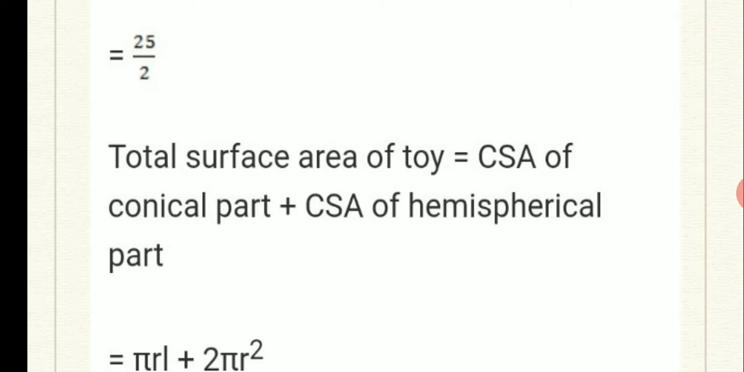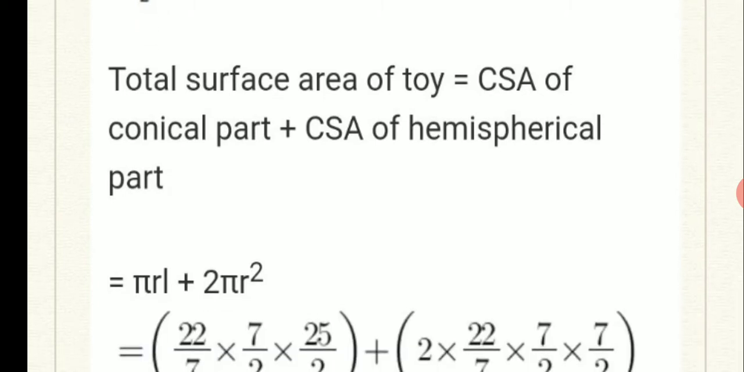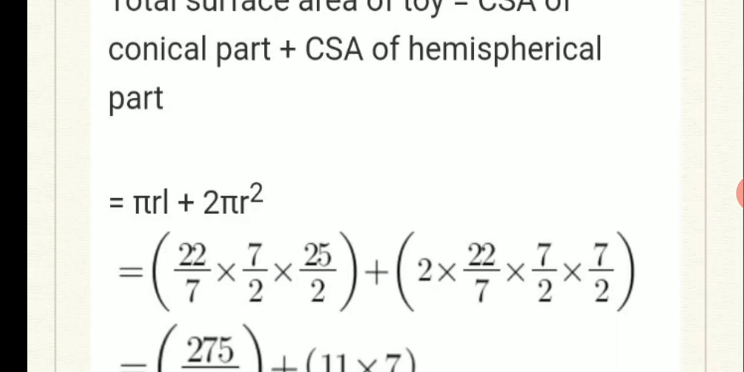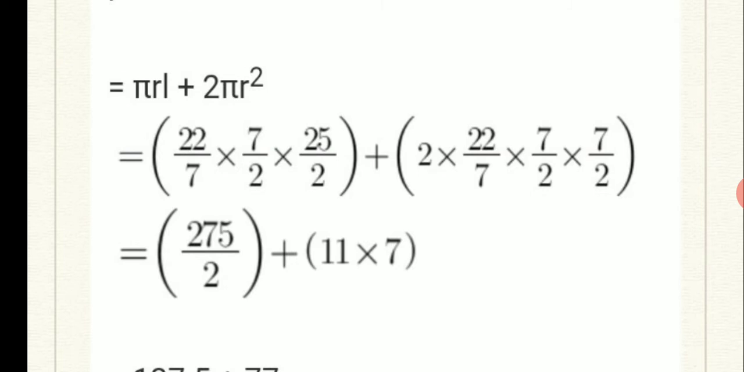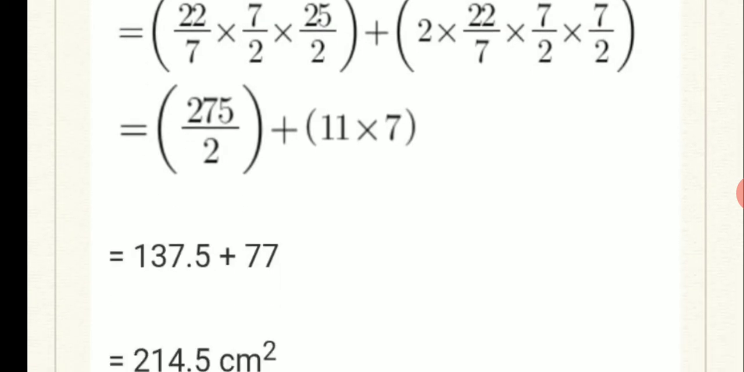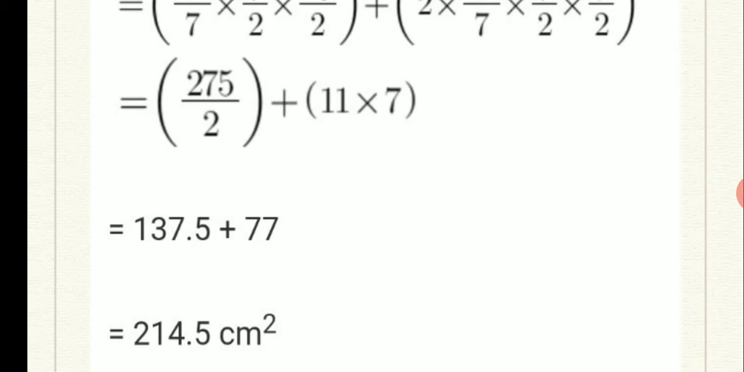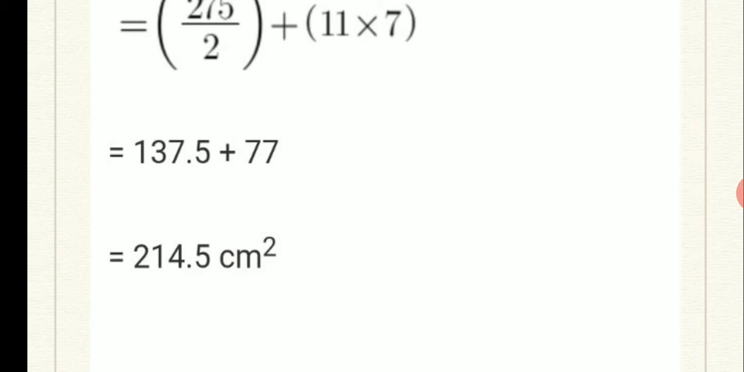Now the total surface area of the toy equals the CSA of the conical part plus the CSA of the hemispherical part. Then it will be pi r l plus 2 pi r square. Now keeping the value of r as 7 by 2 and l as 25 by 2, when simplifying we get 275 upon 2 plus 77. Then it will be 137.5 plus 77. Then the final answer will be 214.5 centimeter square.